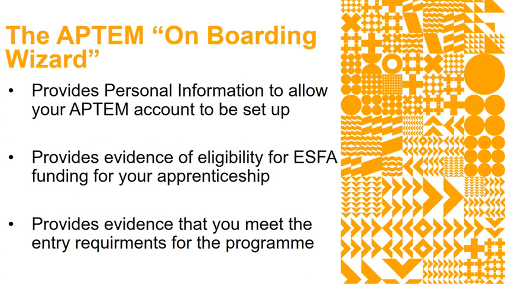Secondly, the wizard provides evidence of your eligibility for ESFA funding for the apprenticeship. And without this evidence, we can't draw down funds and you may not be able to start the apprenticeship. And finally, it provides evidence that you meet the entry requirements for the academic programme that's linked to the apprenticeship.